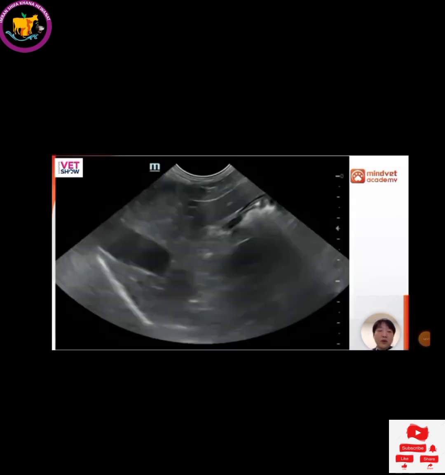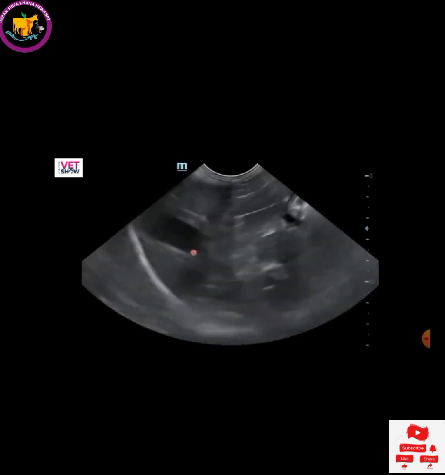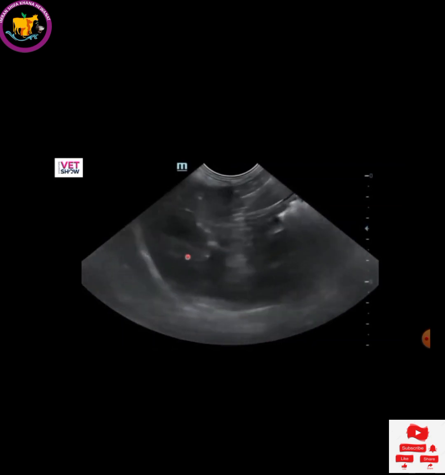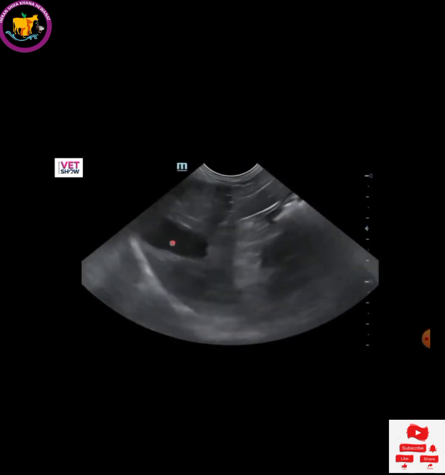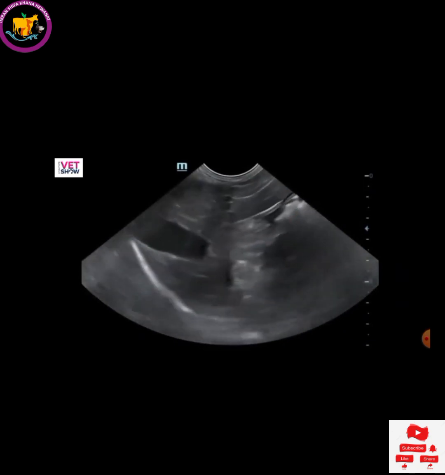This video shows a normal gallbladder. The gallbladder appears like a pear shape and has a thin, smooth wall, and the bile is anechoic. This is the liver and this is the stomach.